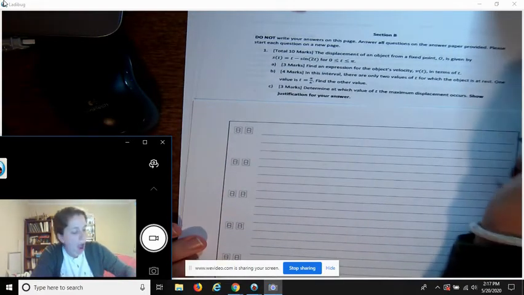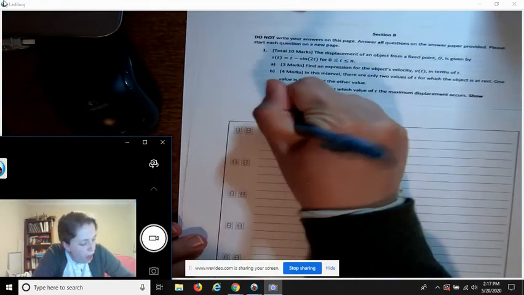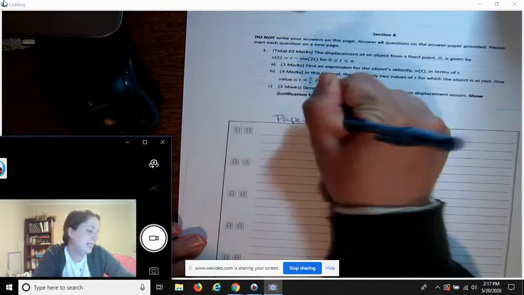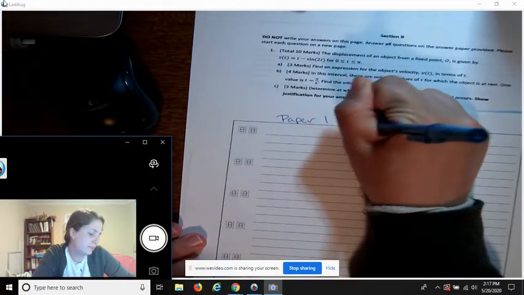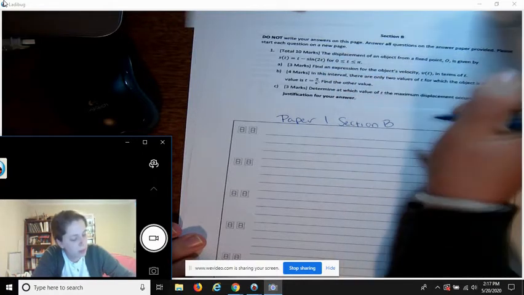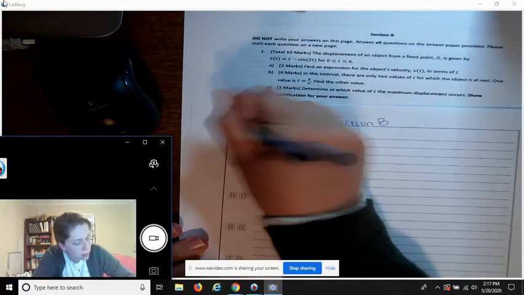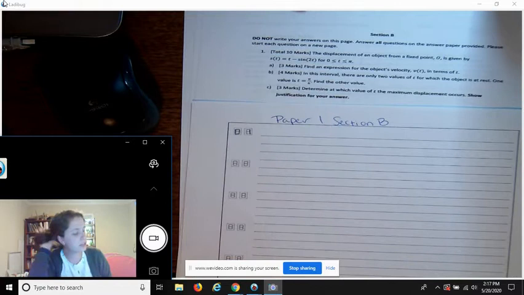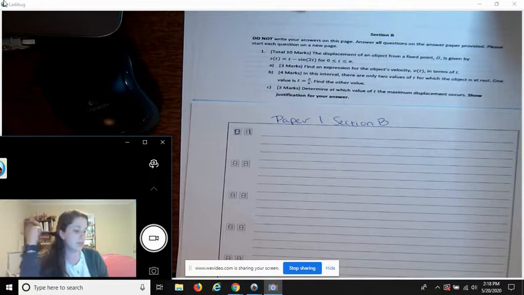So this is paper 1, section B, number 1. Okay, so it says the displacement of an object from a fixed point O is given by S of t equals t minus sine of 2t for the domain 0 to pi. So part A says find the expression for the object's velocity in terms of t.